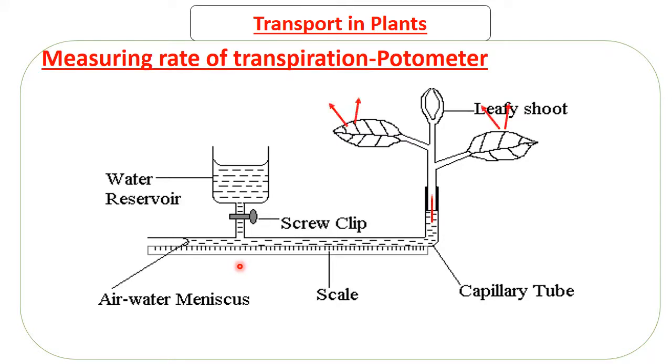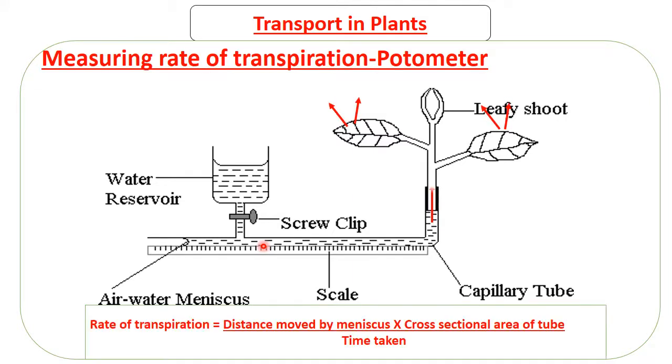Once you start the experiment, you have to start your timer, and when the experiment is done, you have to stop your timer and record that time. Once you have got these 3 parameters, cross-section area, distance moved by the water meniscus, and the time, you can measure the rate of transpiration using the formula. Rate of transpiration is equal to distance moved by meniscus times cross-section area of tube divided by time taken.